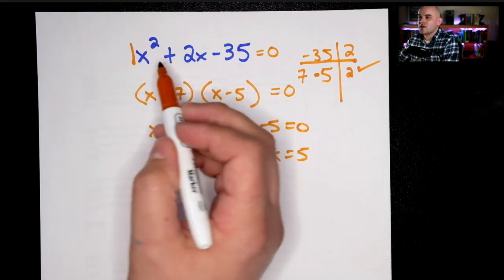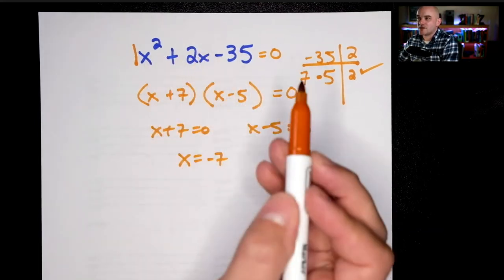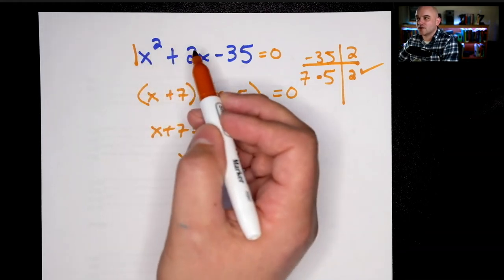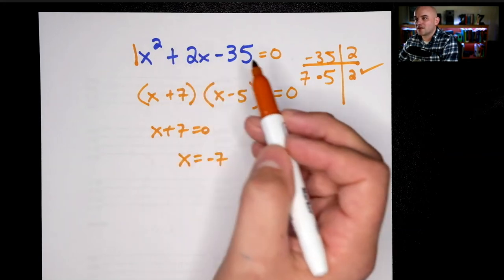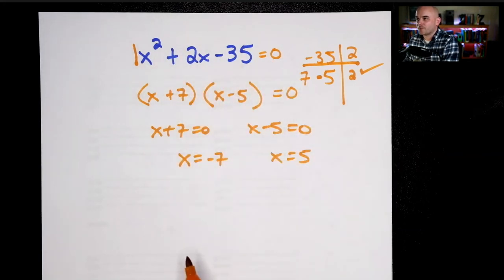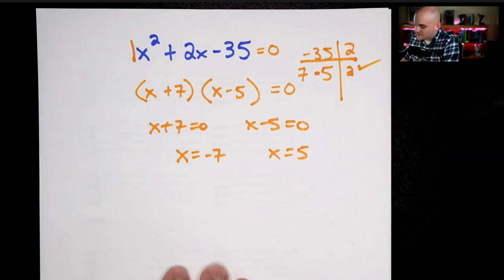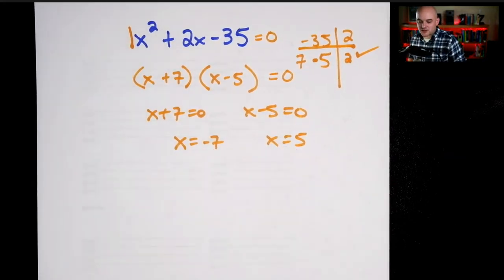All right, notice if I put in 5, I get 25 plus 10, which is 35, minus 35 equals 0. Same thing with the negative 7. 49 minus 14 equals 35, and 35 minus 35 is 0. Shouldn't be trying to do mental math today, I guess. So anyway, these are the zeros of the function.